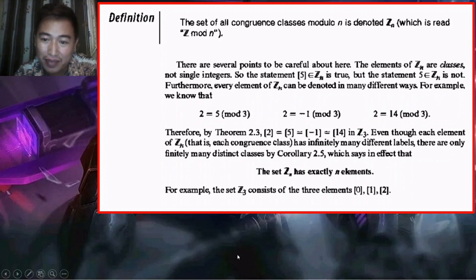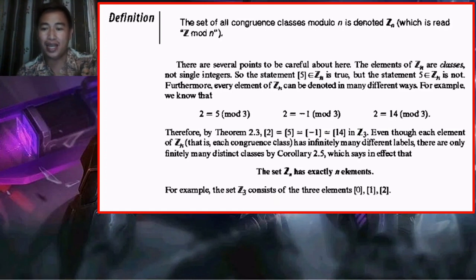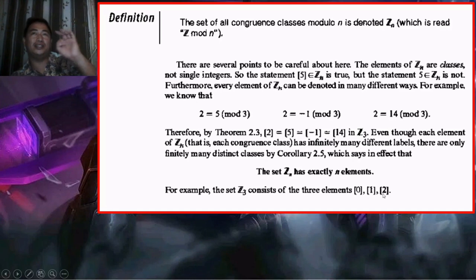Which says, in effect, that the set Z mod n has exactly n elements. N lang yung elements. For example, Z mod 3 consists of 3 elements only: 0, 1, and 2. Diba n minus 1, 3 minus 1 is 2. From 0 to 2. Okay. So, 3 lang po class yung elements sa Z3. Sa Z mod 2, duha lang po yung elements.